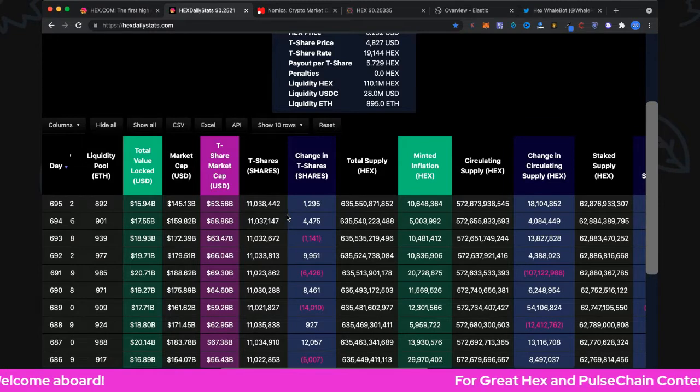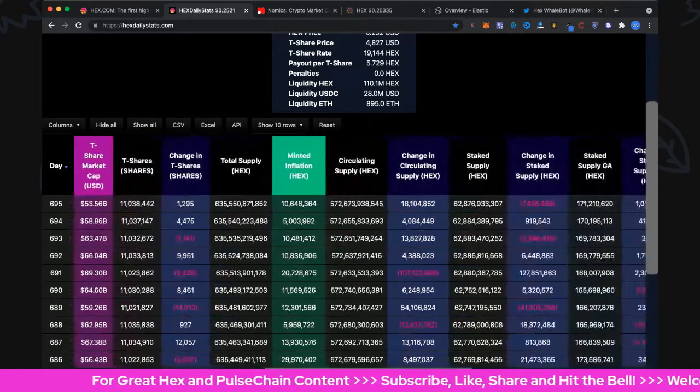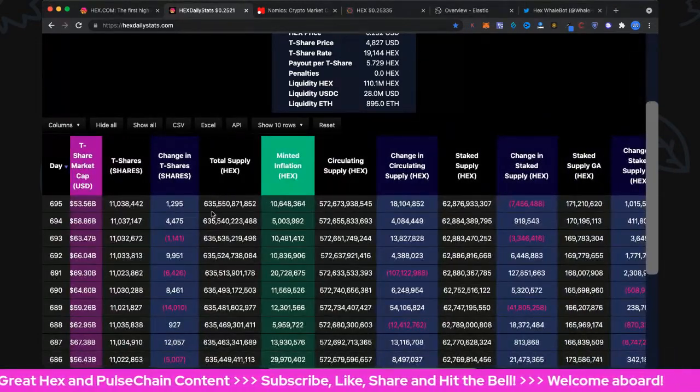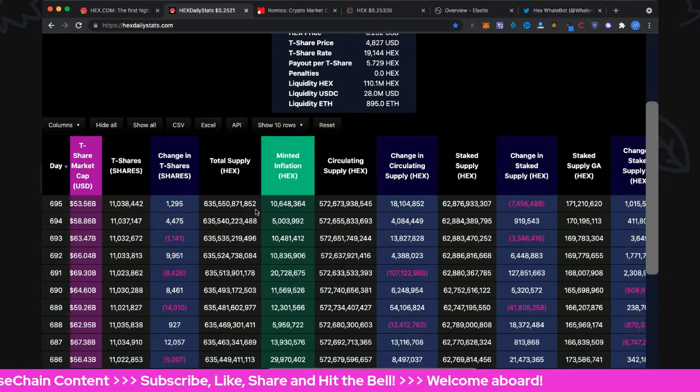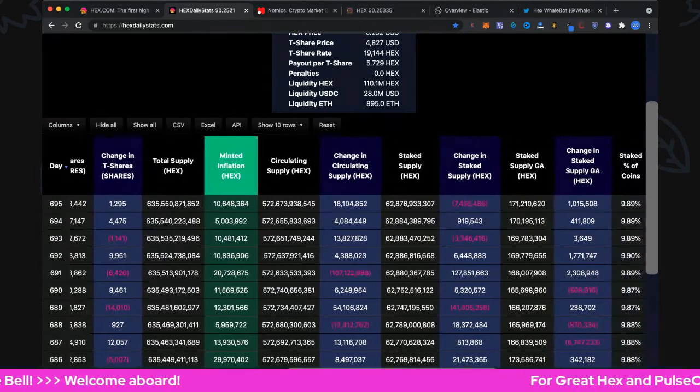And the total T-shares are 11,038,000, up 1,295. Good, more stakers. Nice, we'll take that. All right, so total supply is 635.5 billion HEX. Emitted inflation is 10.6 million HEX. That's the inflation rate. Remember, it is 3.69% up to that point.